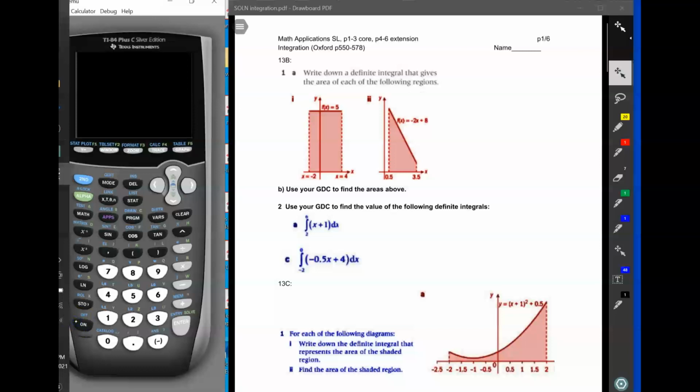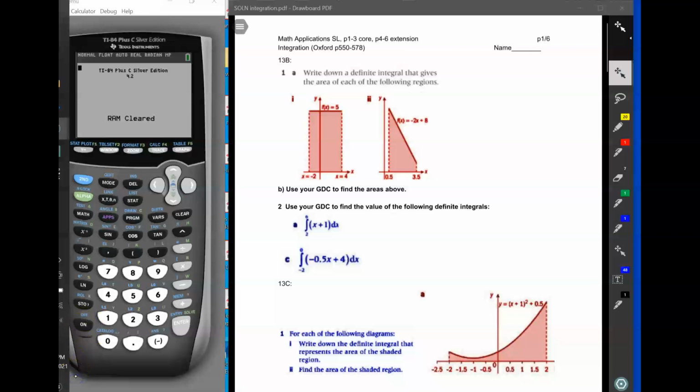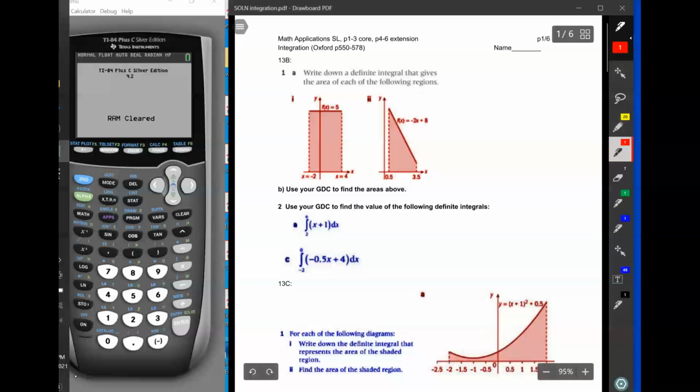Okay, integration, page 1. Number 1A, write down a definite integral that gives the area of each of the following regions. So in this part we're going to get acquainted with the notation for integration, which is very important for finding integrals with the calculator. So basically, what does an integral look like?